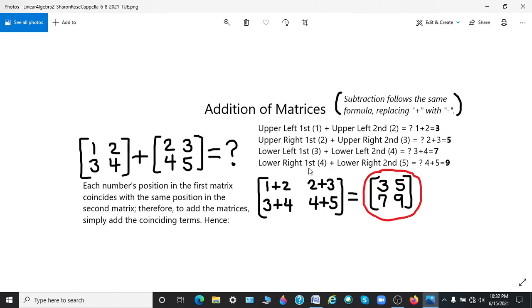And the lower right of the first is 4, plus the lower right of the second is 5. 4 plus 5 equals 9. Very simple, right? You just do it by the positioning. Now, what is an important thing that you notice about these matrices? It should be very obvious. They are the same size and shape.